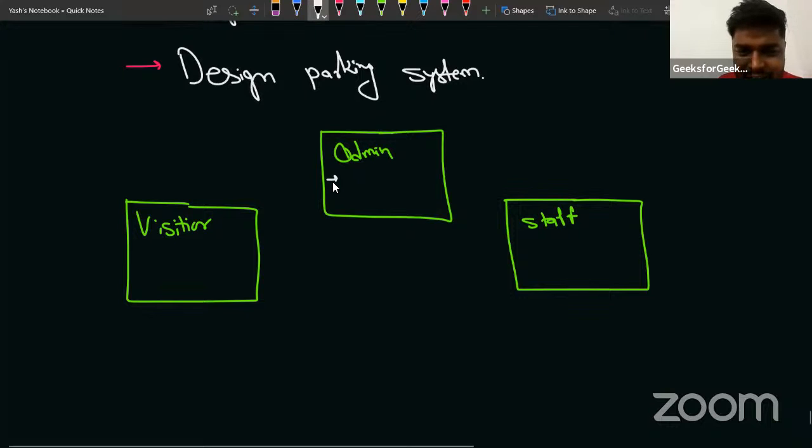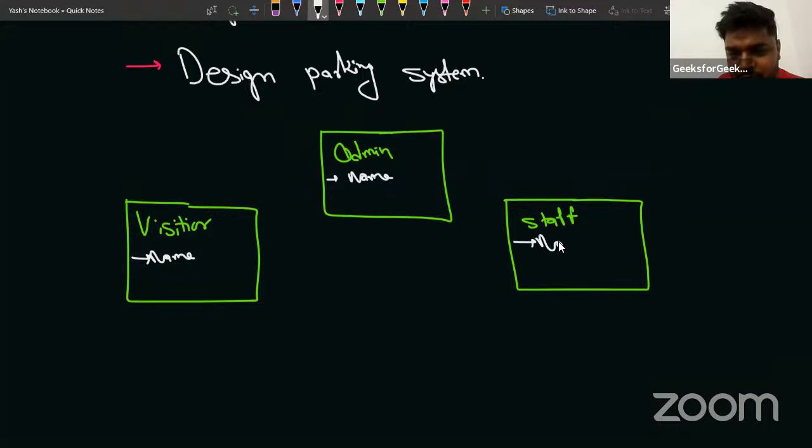Now, admin will also have a name. Then visitor will also have a name. Then staff will also have a name. Then maybe I want to store the phone number also. So phone number will be there for admin, phone number will be there for the visitor also, and for staff also I need the phone number, guys. So tell me one thing in the chat.